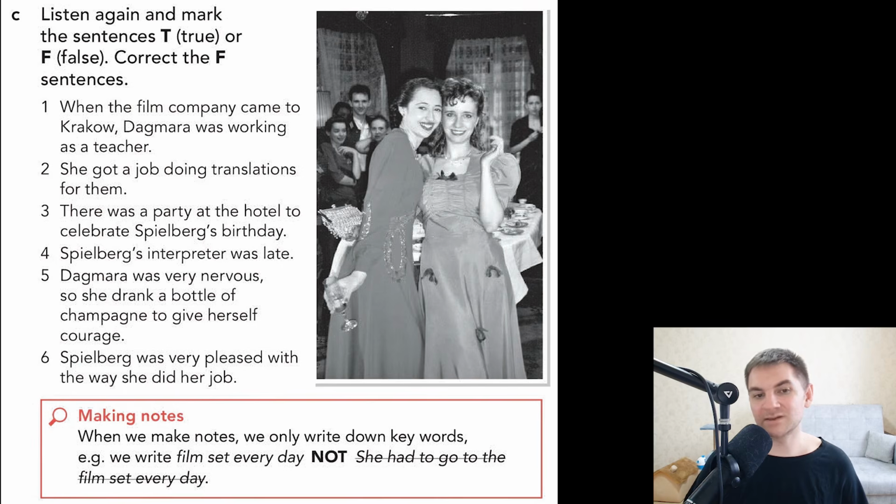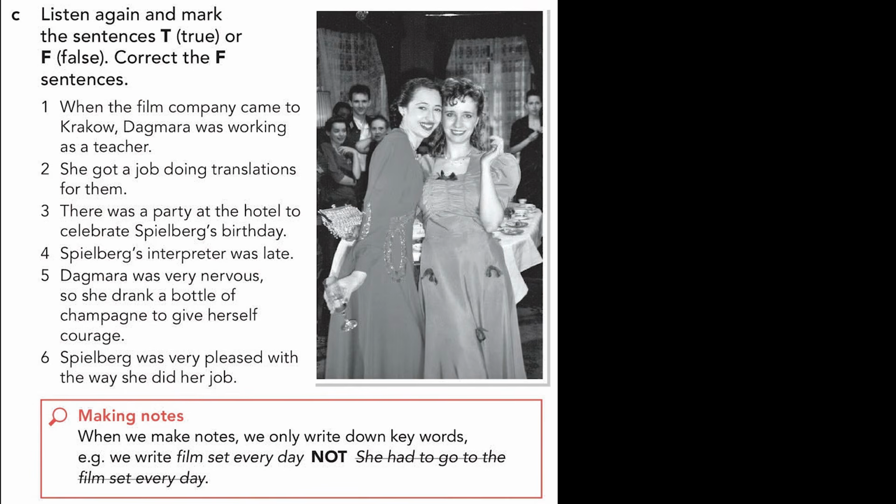Also, read the making notes tip. When you listen, try to write only keywords, like film set every day, not full sentences. This helps you listen for meaning without writing too much. Okay, ready? Listen carefully, mark true or false, and correct the false ones. 6.7. Part 1.